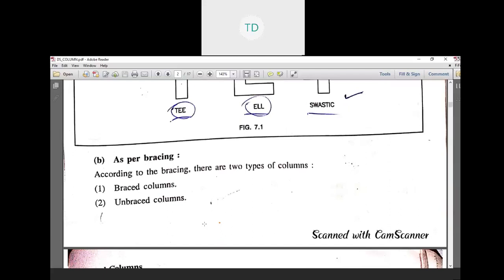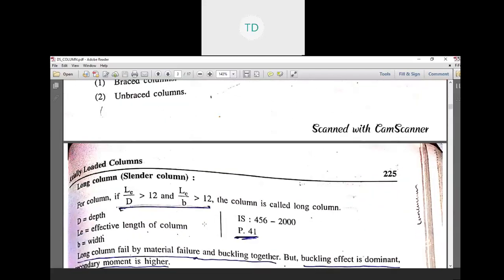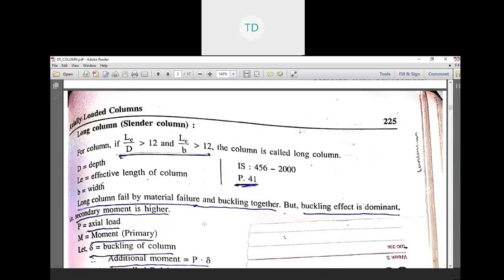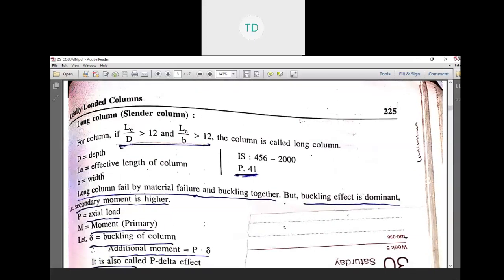As per bracing: braced column, unbraced column. Now comes the long column, also called slender column. For a column, if LE by D is greater than 12 and LE by B is greater than 12, the column is called a long column, where D is equal to depth, LE is equal to effective length of column, B is equal to width. IS 456 2000 page number 41.